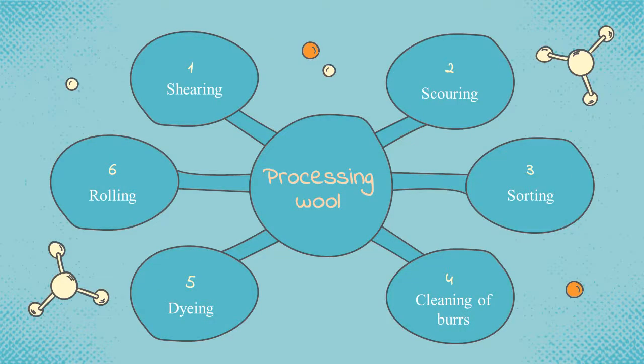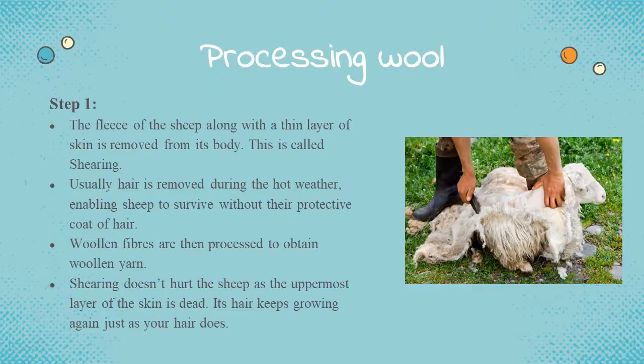So there are 6 steps in processing the wool. First, shearing. Second, scouring. Third, sorting. Fourth, cleaning of burrs. Fifth, dyeing. Sixth, rolling. So let's go through each step one by one.